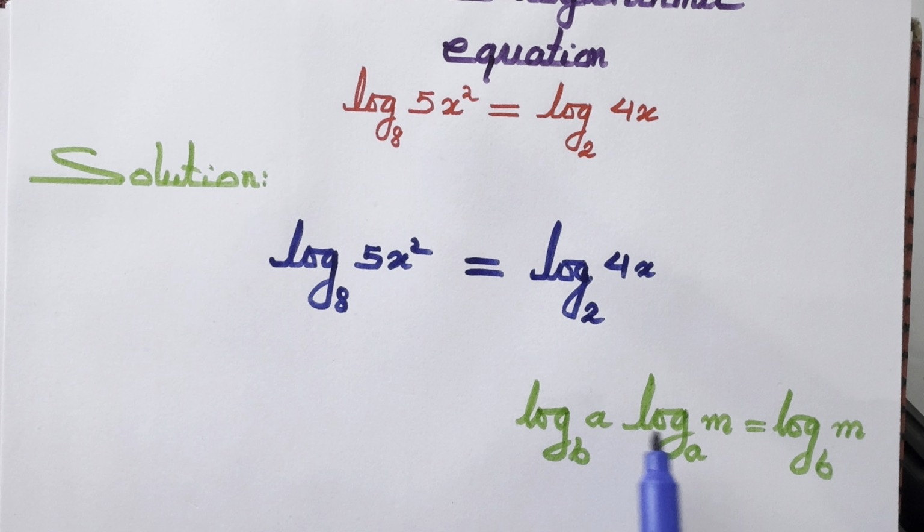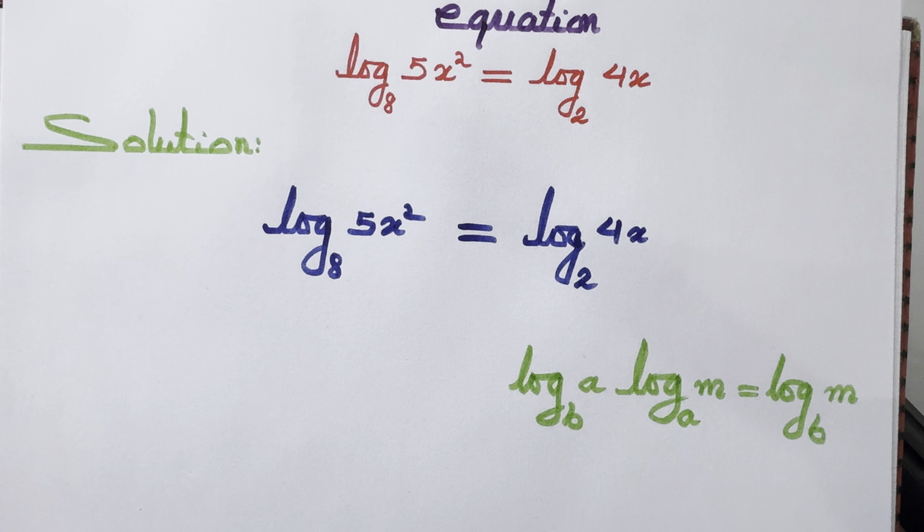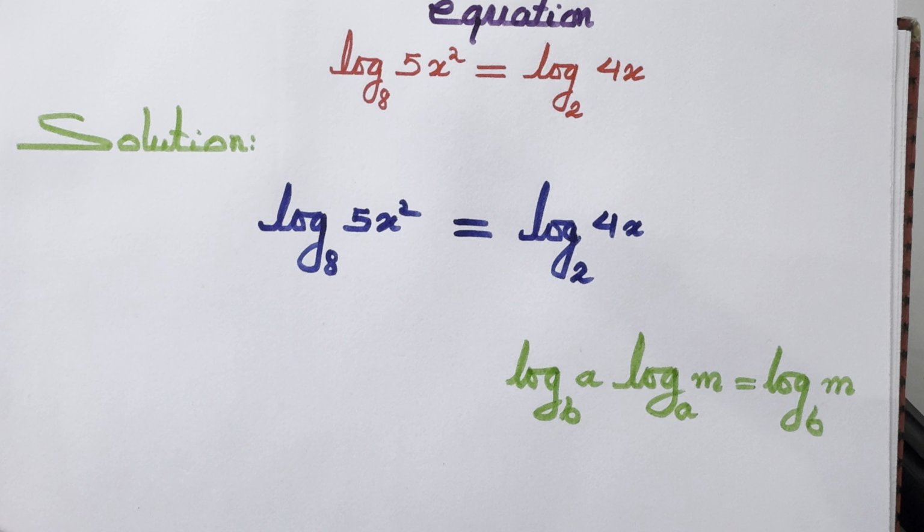If we have the number m with base b, that can be written as log of m with base a multiplied by log of a with base b. Of course, a and b have to be greater than 0. Let's apply that property.